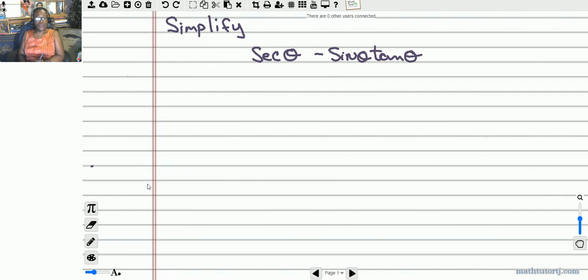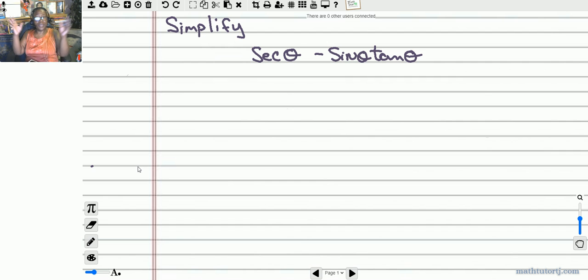Today we are going to simplify a trigonometric expression. Simplifying a trigonometric expression is not the same as verifying an identity or solving an equation. Simplifying, your goal is to use the identities to whittle it down to just one term. You're not done until it's down to one term. That's the difference between simplifying and verifying an identity or solving an equation.